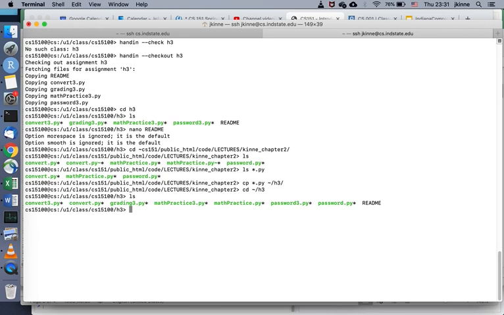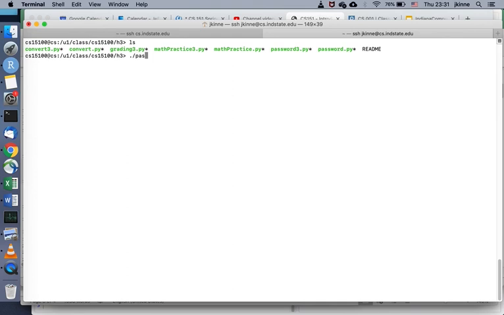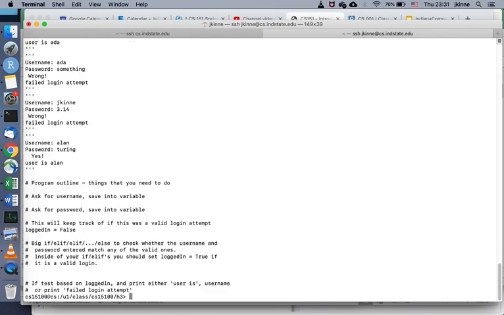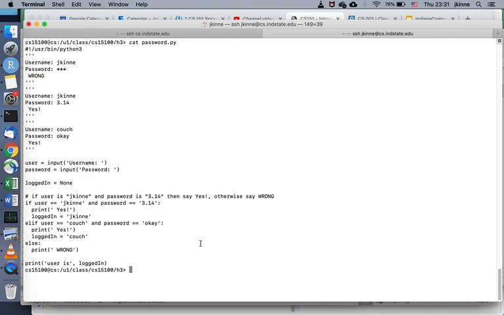Okay, so I'm going to start by just running the programs as they were. So here's password. This password program is looking for a user jkinney with password 3.14 or a user couch with password OK. And that is developed over in the YouTube video. Let's look at what password 3 says to do.